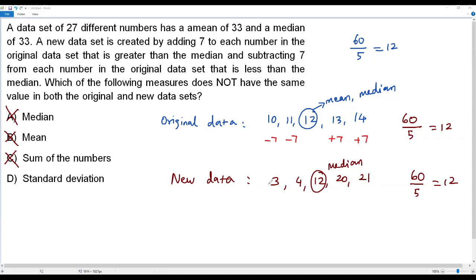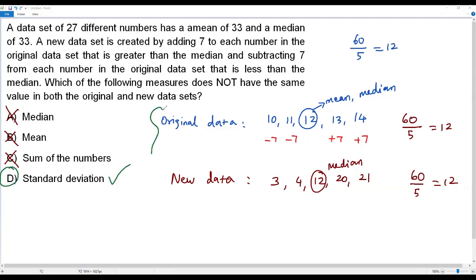So clearly the spread of the new data set is more than the spread of the original data set, because the original is from 10 to 14, but the new data set is from 3 to 21. Whenever the spread is more, the standard deviation also will be more. So the standard deviation of the original data and of the new data cannot be the same in this scenario, because the spread is different. For the new data, the standard deviation will be more than for the original data. So standard deviation cannot have the same value in both data sets, and the correct answer choice for this question is option D.